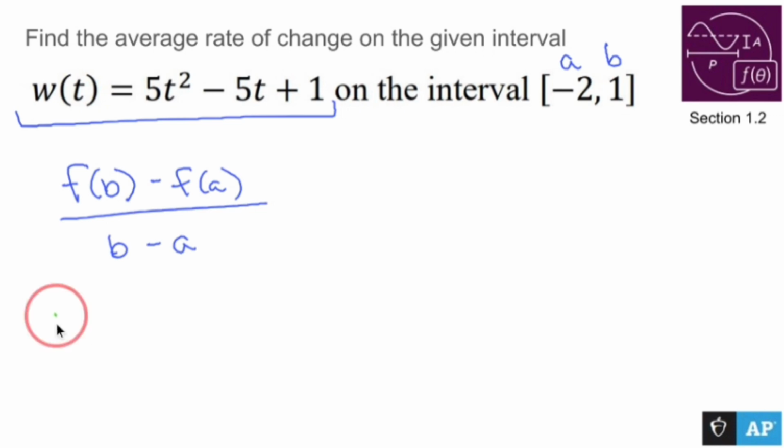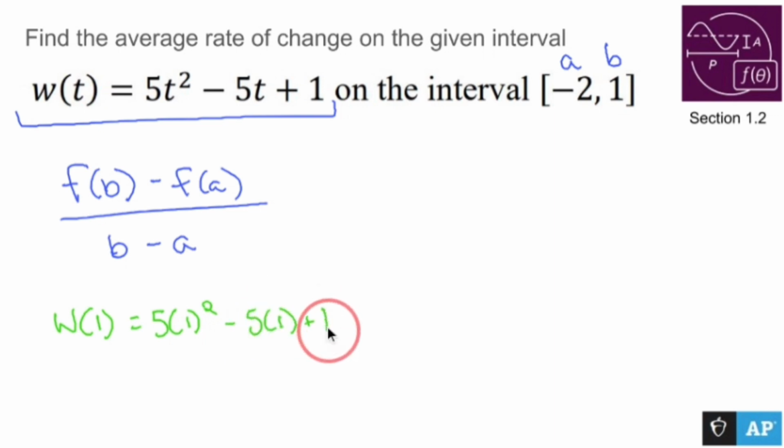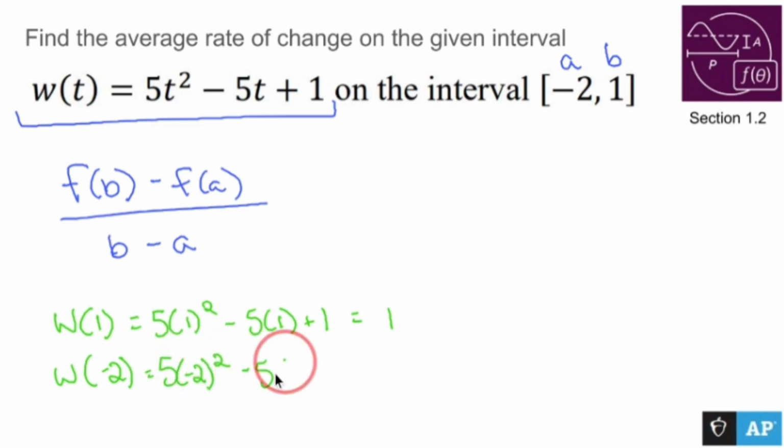So let's find w of 1, which involves us plugging in 1. So 5 times 1 squared minus 5 times 1 plus 1 is going to be 5 minus 5 plus 1, which is 1. W of negative 2, which is my f of a, is going to be 5 times negative 2 squared minus 5 times negative 2 plus 1.